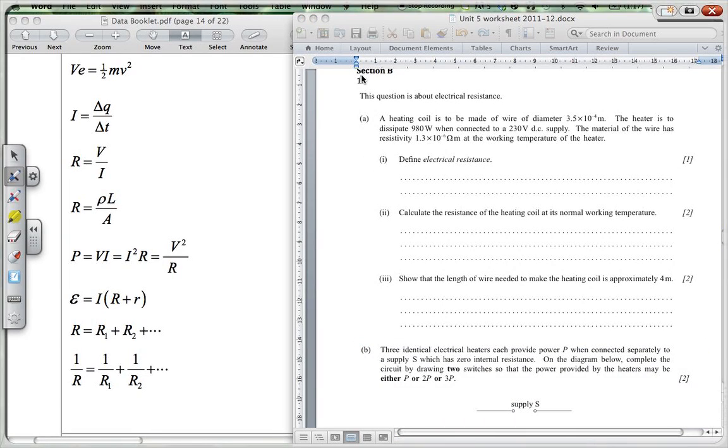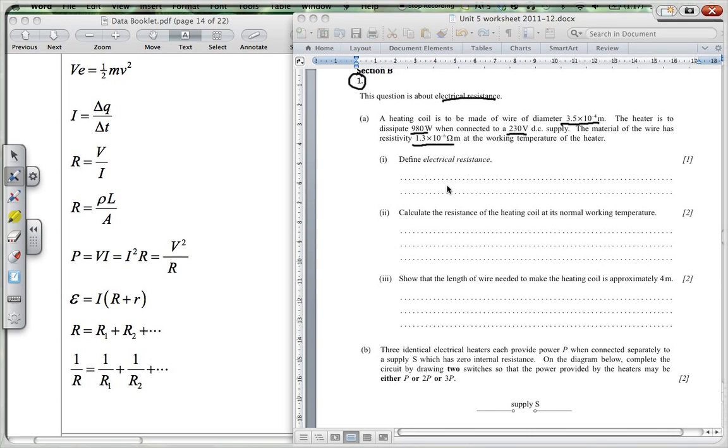Here we have the first question in this worksheet. This question is about electrical resistance. It says the heating coil is to be made of wire of diameter 3.5 times 10 to the minus 4 meters. The heater is to dissipate 980 watts when connected to a 230 volt DC supply. The material of the wire has a resistivity of 1.3 times 10 to the negative 6 ohm meters at the working temperature of the heater.